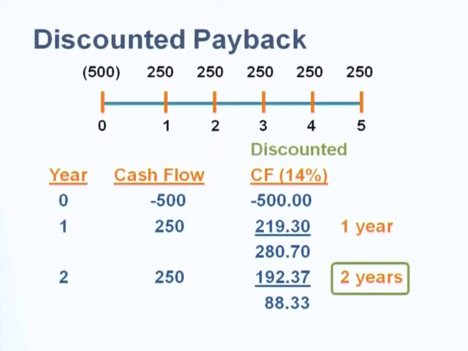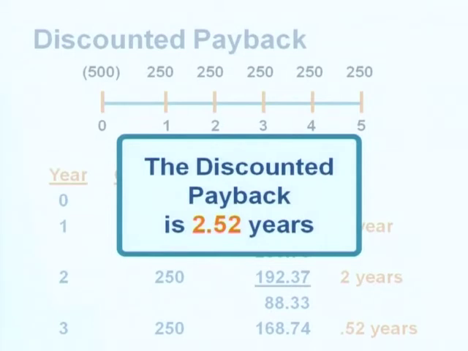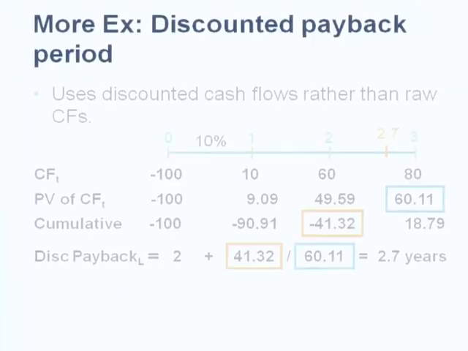You need another 88.33. So discount the cash flow at the end of year 3, 250, discount by what? 14% again, right? You get what? 168.74, which is too much, right? So the answer should be somewhere between 2 and 3. So which is what? 2.52 years. How do you get 0.52? 88.33 divided by 168.74. Right, so the answer is 2.52 years.